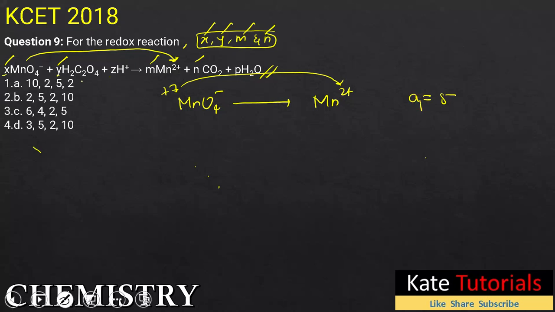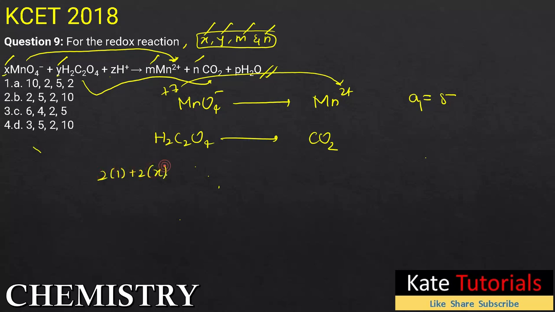And next, here I have oxalic acid converting to carbon dioxide. Let me write it here. Oxalic acid means H2C2O4, converting to carbon dioxide. The oxidation state of this carbon can be easily calculated. Let me keep it as X. Hydrogen will be +1, so 2 into +1, plus 2 into the oxidation state of carbon X, plus 4 into oxygen, which is always -2. The overall charge is 0. So here 2 plus 2X minus 8 is equal to 0.